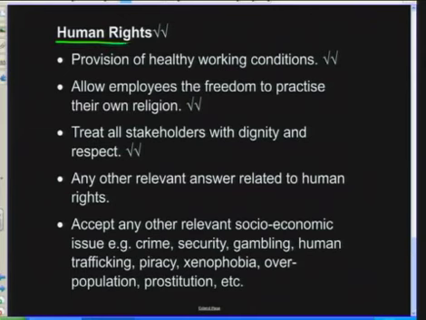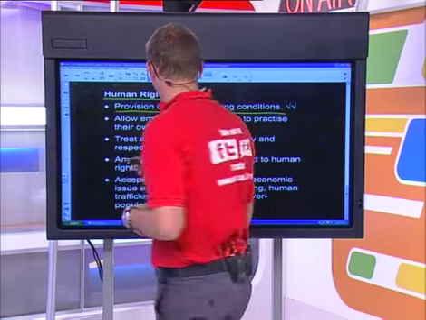And if we look at human rights here, we have to make a provision for healthy working conditions. We cannot have our workers working in an environment that is going to make them sick or have a negative impact on their health. Because we are going against their human rights. And one of our human rights is that we have the right to safety and working in a safe environment.